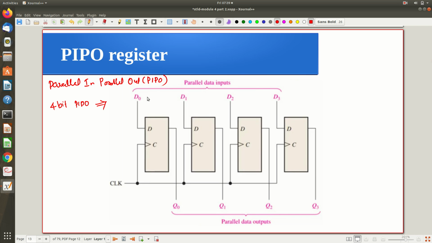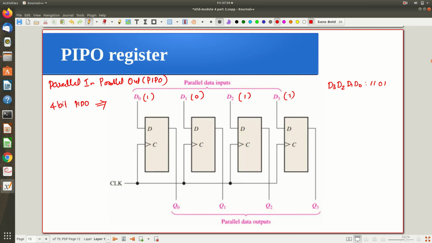So let me take an example. Suppose I want to store some information. Typically you can denote D3 as the MSB, or by any convention, D2, D1, D0, and let the bits be 1101. This is what you want to store, right? So how will you do this? Your D0 is 1, your D1 is 0, D2 is 1, and your D3 is 1. Like that you have to feed the input from the external source. This is the input you want to store inside the register.